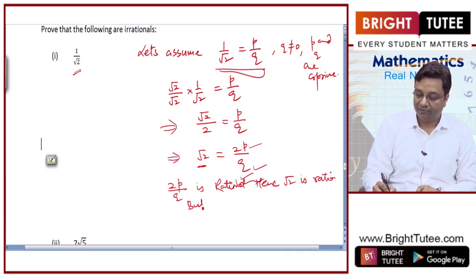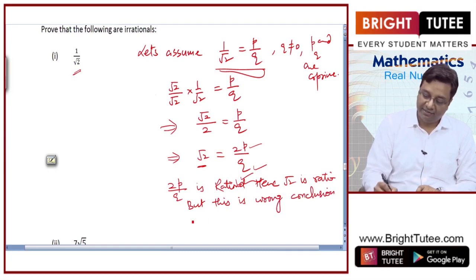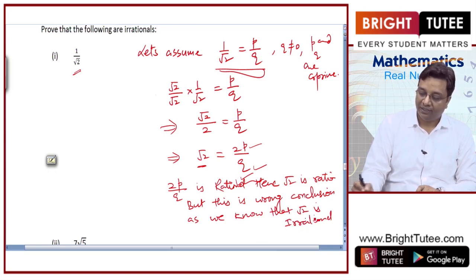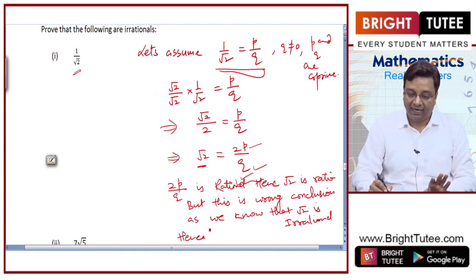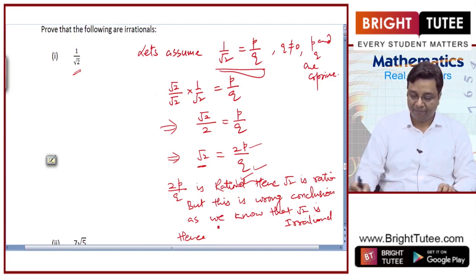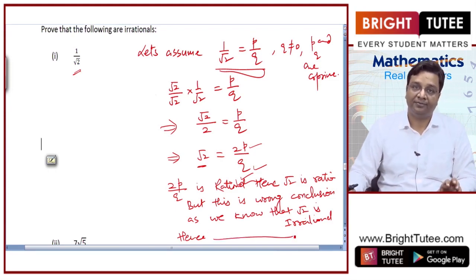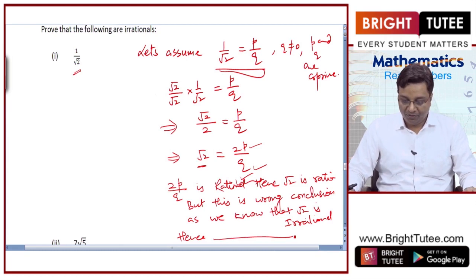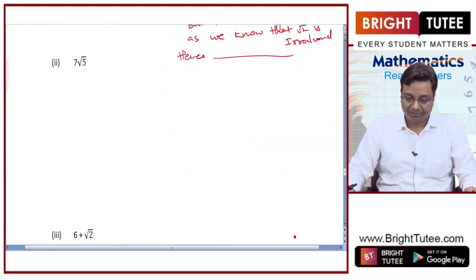But this is a wrong conclusion, as we know that root 2 is irrational. Hence we can say our assumption was wrong and 1 by root 2 is irrational. Okay, so this is what you will write after this. All right, let's move to the next one here.